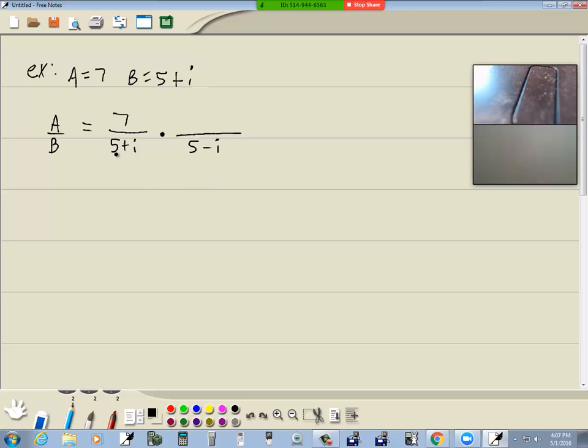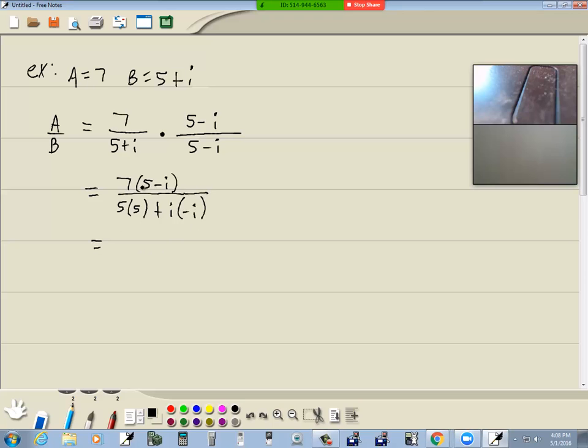Now, conjugate, the first part's the same, 5. The last part's the same, i. But the sign in the middle is different. This is a plus, so this is a minus. And whatever we multiply by the bottom, we have to also multiply by the top. So we'll take 7 times 5 minus i. Now, the nice part about conjugates is all you have to do is multiply your first parts and your last parts. So we got 5 times 5, and we got i times negative i.